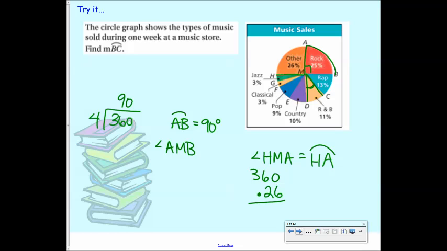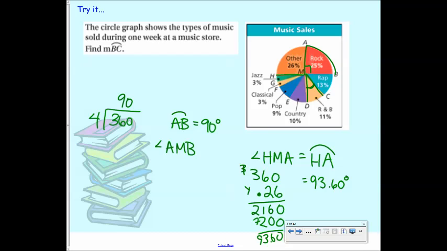You can use a calculator, you don't have to use a calculator, however you want to do it. So this angle would be equal to 93.60, which means that arc is also equal to what? 93.60. So they're exactly the same. The arc and the angle that it goes with will always be the same.